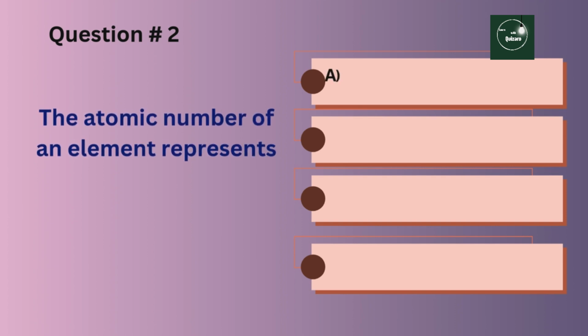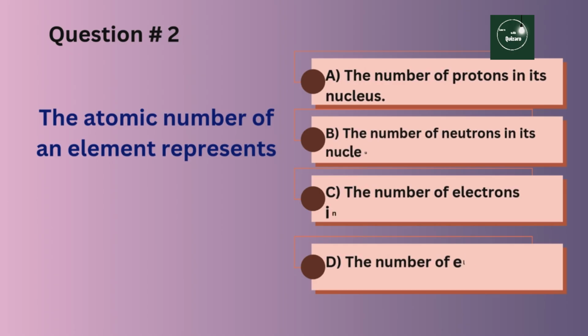Question number 2. The atomic number of an element represents A. The number of protons in its nucleus. B. The number of neutrons in its nucleus. C. The number of electrons in its outer shell. D. The number of electrons in the atom.